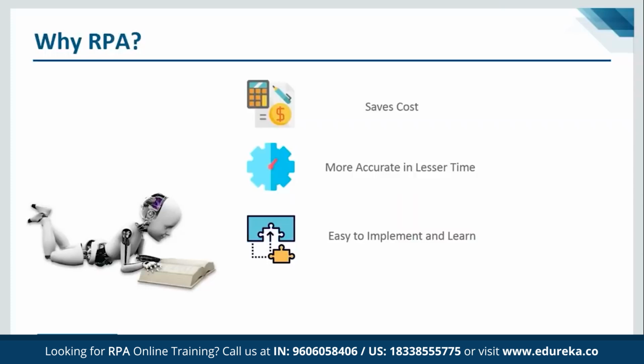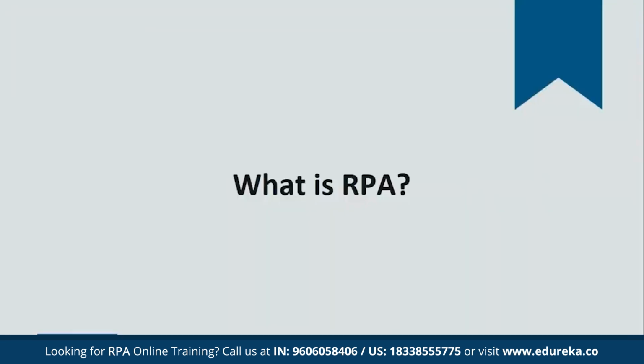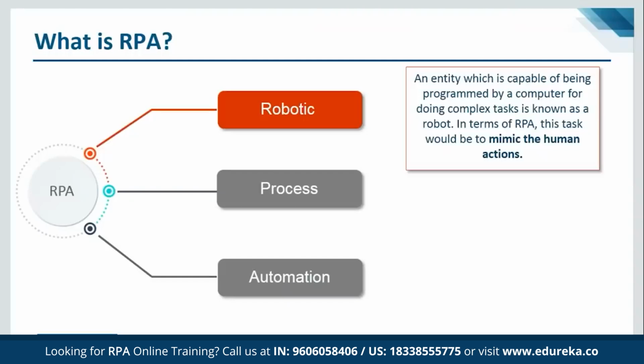So with this, guys, we have understood why we needed RPA, and let's move on to the part where we'll understand what RPA exactly is. All right, so what is RPA? RPA, as you might have guessed, is an acronym for Robotic Process Automation. Let's understand the three terms one by one. So what is robotic? Robotic is basically an entity which can be programmed to mimic human actions. So any entity which can mimic human actions on being programmed is called robotic.